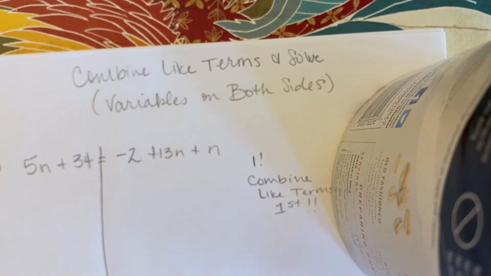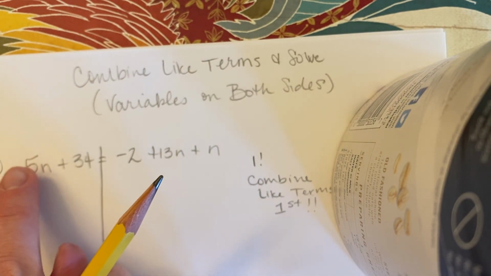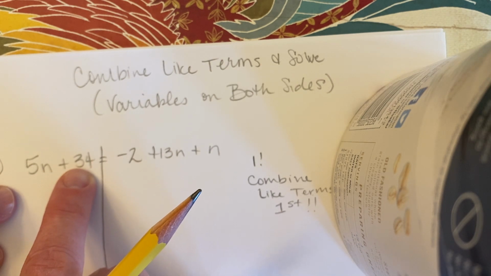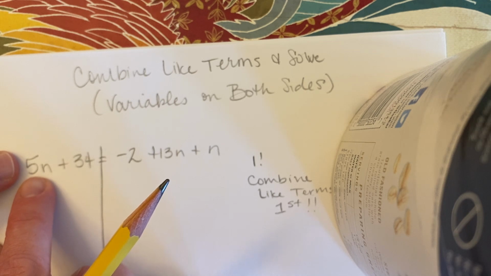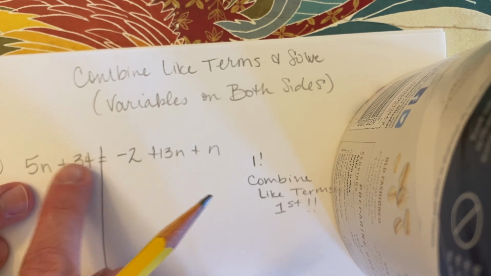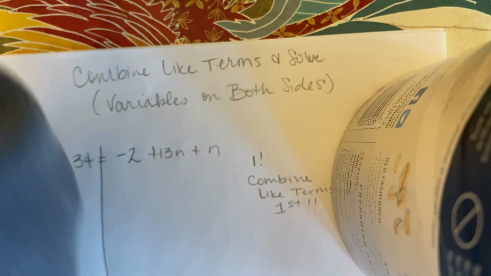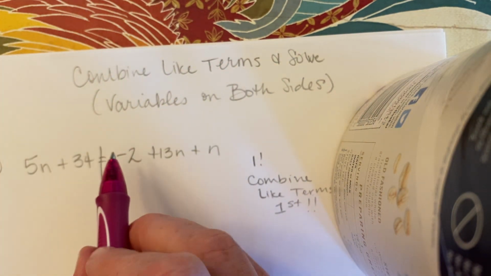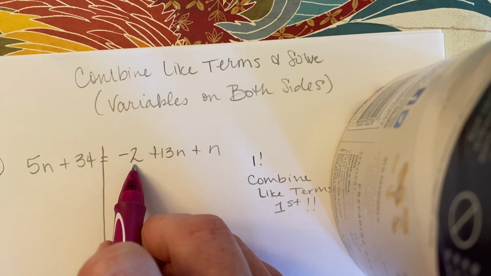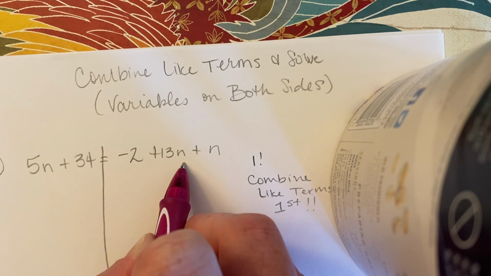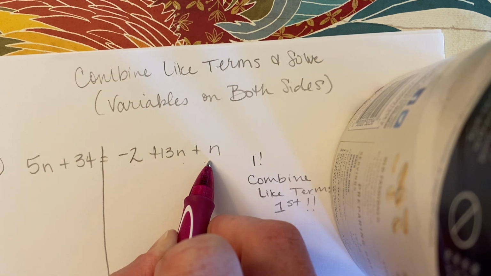Okay, so if I'm looking first on the left side, do I see anything that's alike that I could possibly group together to make my life easier? The answer here is no. One of the terms has a variable, one of the terms does not. They're not alike, they cannot combine. But if I look on the right side, I see a number, a constant, no variable, and I see another number with a variable, and then a third, just a variable.